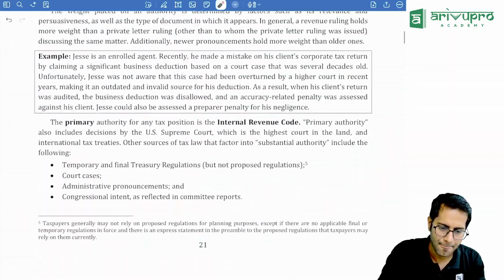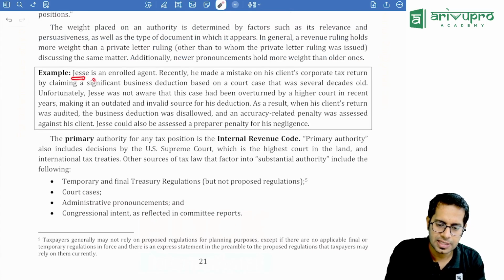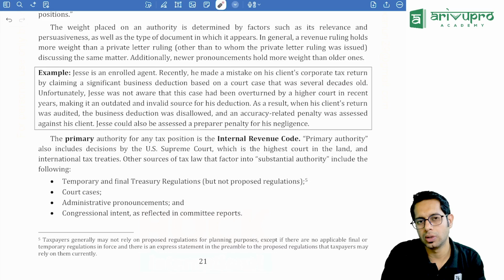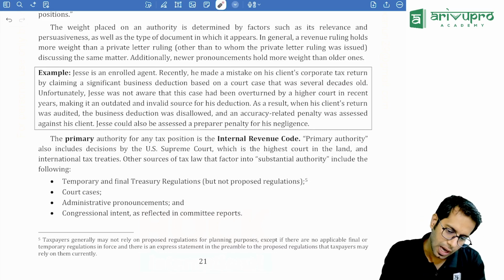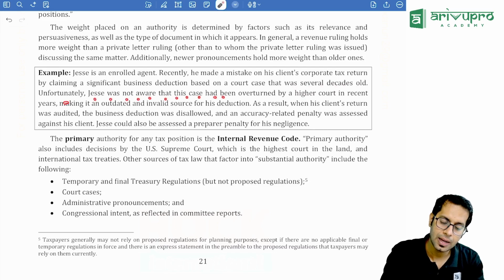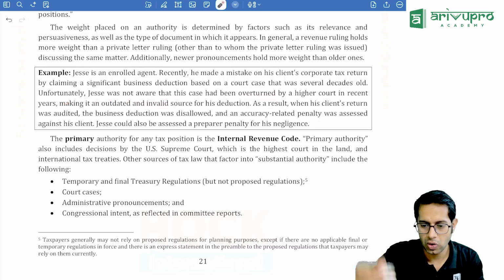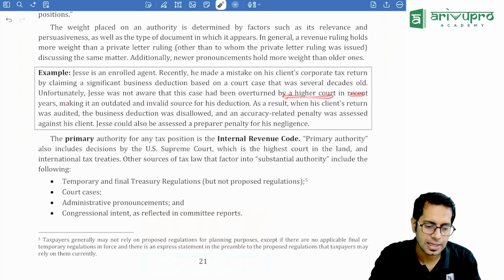When you study from this material, you may see, Jesse is an enrolled agent. He recently made a mistake on his client's corporate tax return by claiming a significant business deduction based on a court case that was several decades old. It was almost 30, 40 years old. Unfortunately, Jesse was not aware that this case had been overturned or overruled by higher courts in recent years, making it an outdated and invalid source for his deduction.